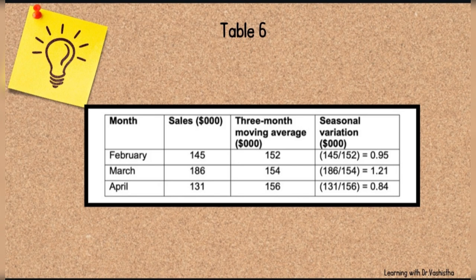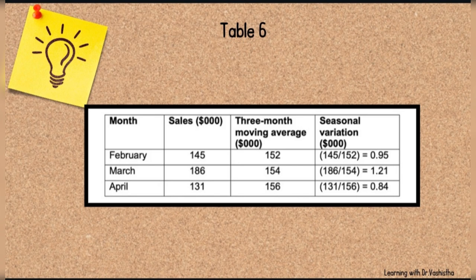As you can see here, month 1 is usually 95% of the trend. Month 2 is 121% and month 3 is 84% in percentage terms. The multiplicative model is a better method to use when the trend is increasing or decreasing over time, as the seasonal variation is also likely to be increasing or decreasing by nature.